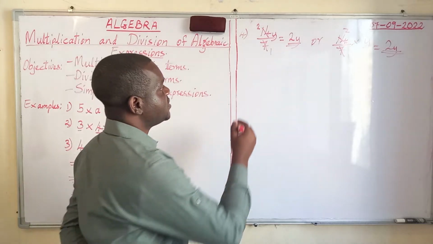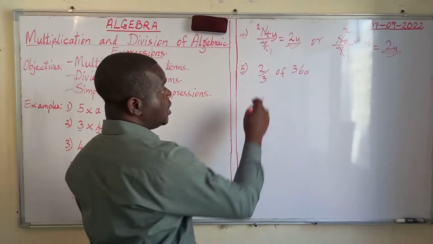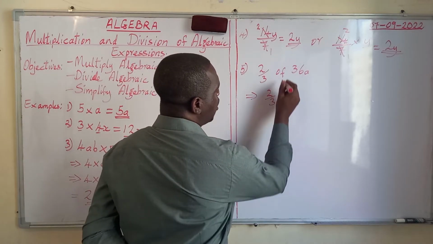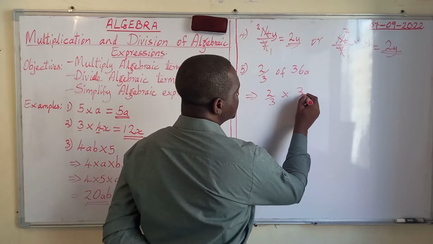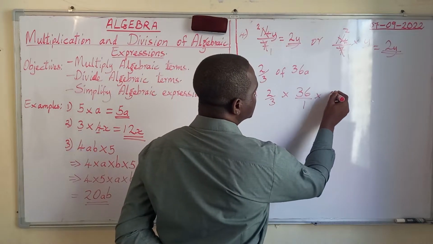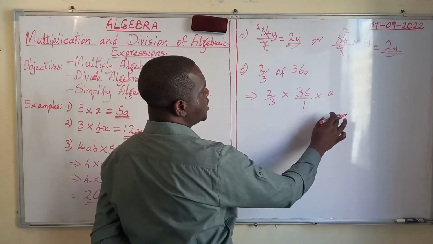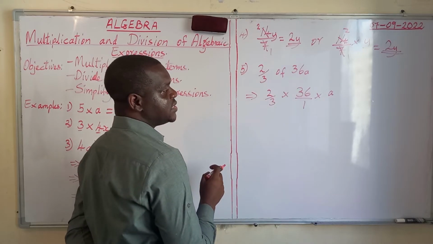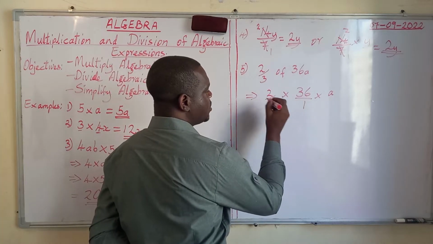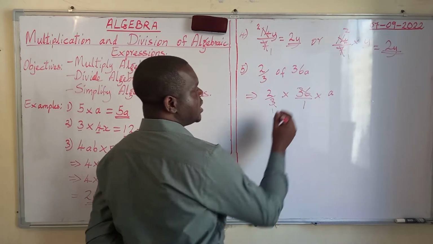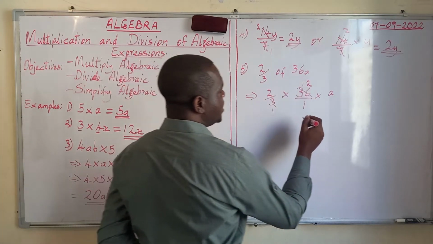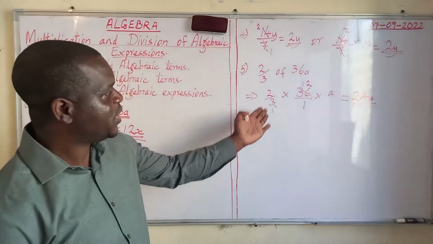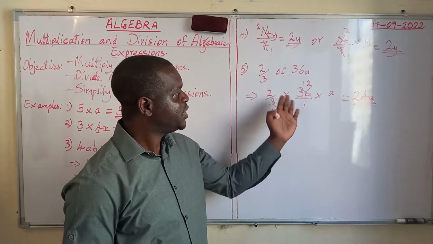Let's look at number 5. 2/3 of 36a. In this case, this is what you do. You can express it as 2/3 of means multiplication, 36 all over 1 times a. And if you look at any denominator and numerator that can divide, you have 3 here. 3 is a factor of 36, so it can divide 36. 3 into 3, 1. And 3 into 36, 12 times. 2 times 12 is 24. So our answer will be 24a. So that is what you do when you have a question as such to solve.